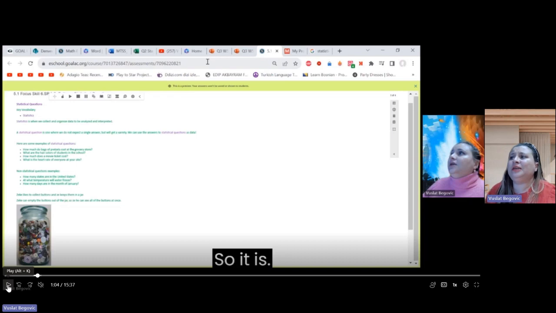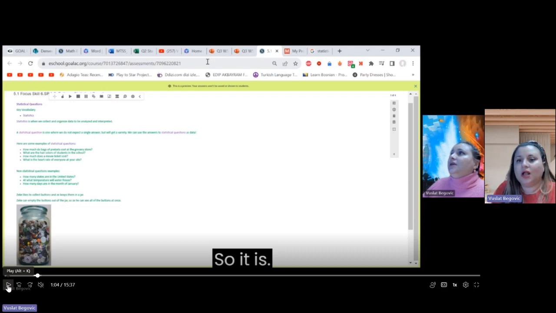When I'm asking you how many buttons are in this jar, that will not make a statistical question, because even though there are lots of buttons inside, thousands of them, it's actually just buttons inside. I am not giving you any more details about it. Let's say 237 buttons inside this jar. That is not a statistical question.